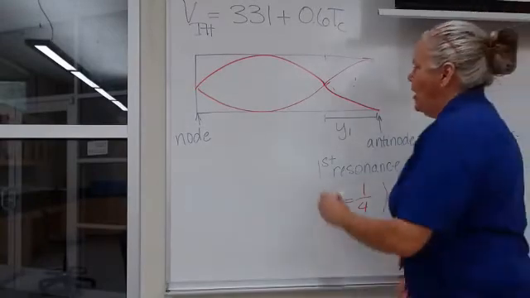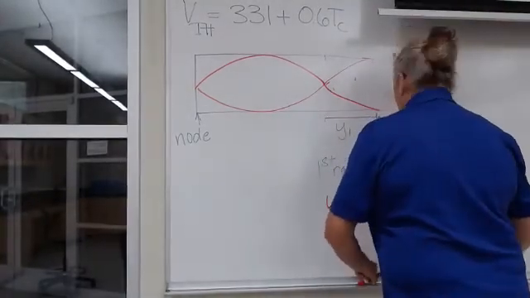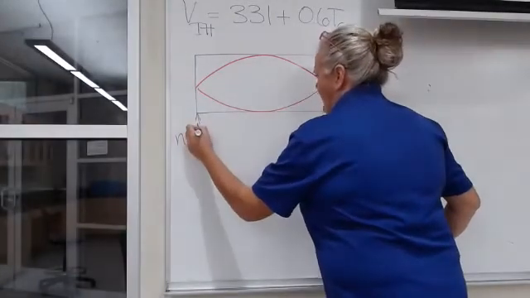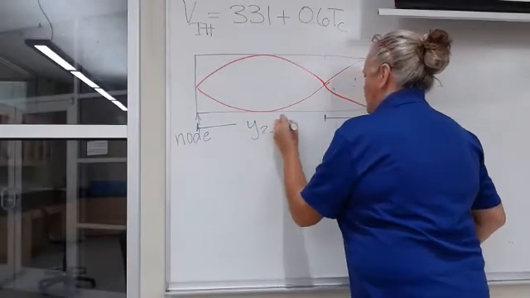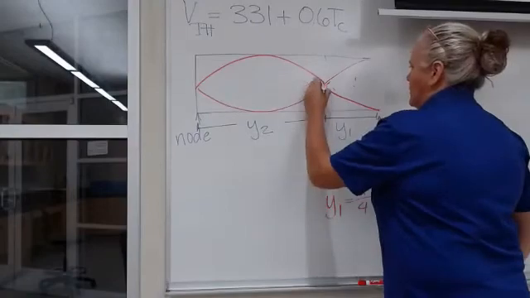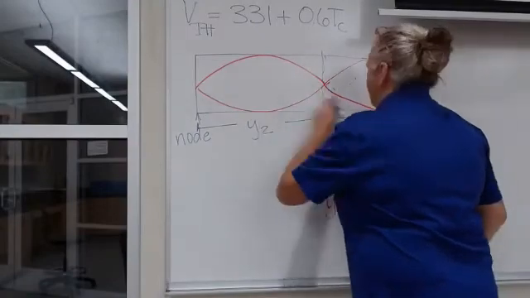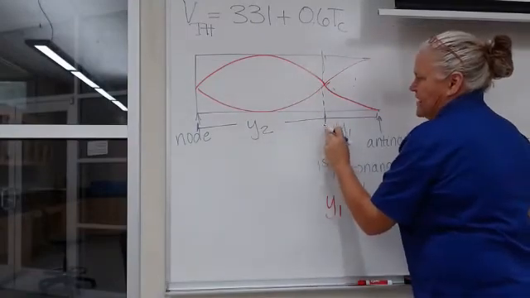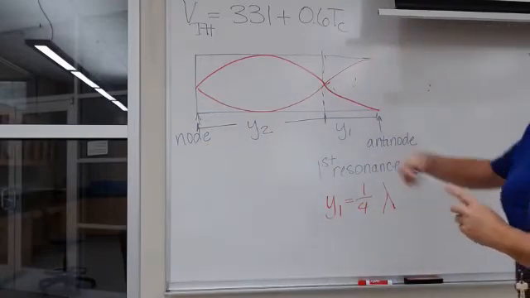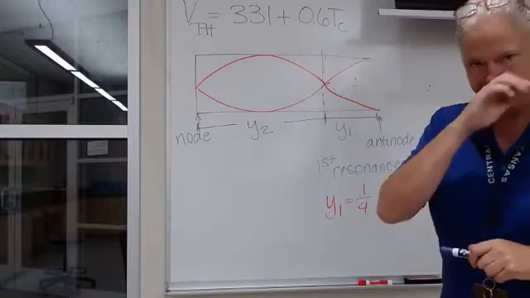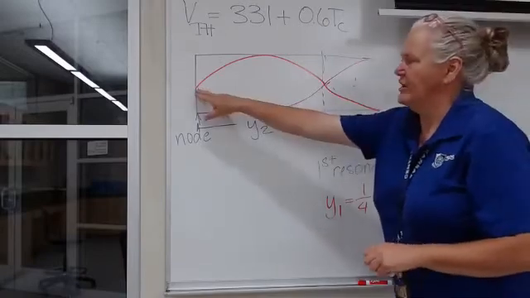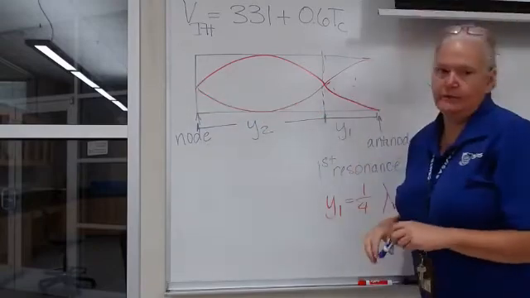So now, if I measure the distance from this first loud sound to the next loud sound, and I call that Y2, okay, so I'm measuring this distance right here, not from the end of the tube, but from the first resonance to the next one. Now I've got a whole football in there. That's my next loud sound. Okay, it's still asymmetric. I still have a node and an antinode.